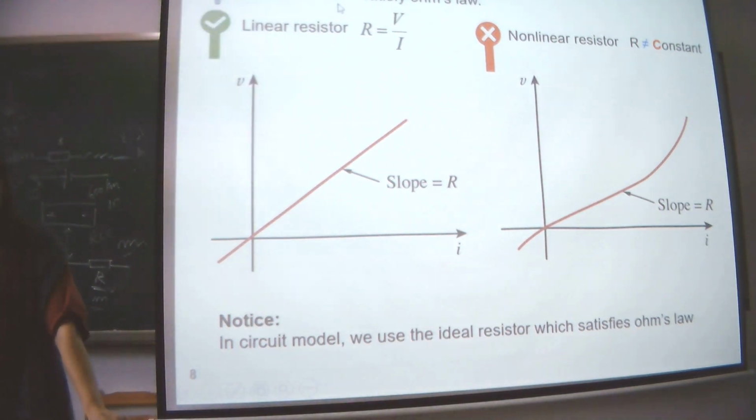But not all resistors satisfy Ohm's law. You know this? Because just for a linear resistor we have this relation. For a non-linear resistor, our R is not a constant. So for a linear resistor, it's a straight line, and for a non-linear resistor, it may have some waves inside. It's not a straight line, so it's non-linear. And if it's non-linear, this one is not satisfied.